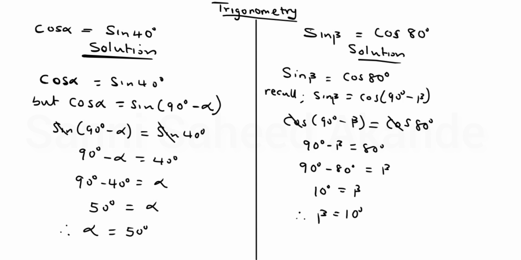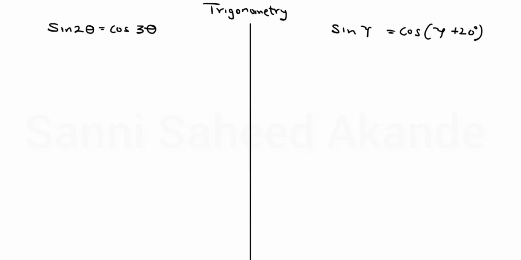Alright, so let's continue to the next question. The third one says sine 2 theta is equal to cos 3 theta.